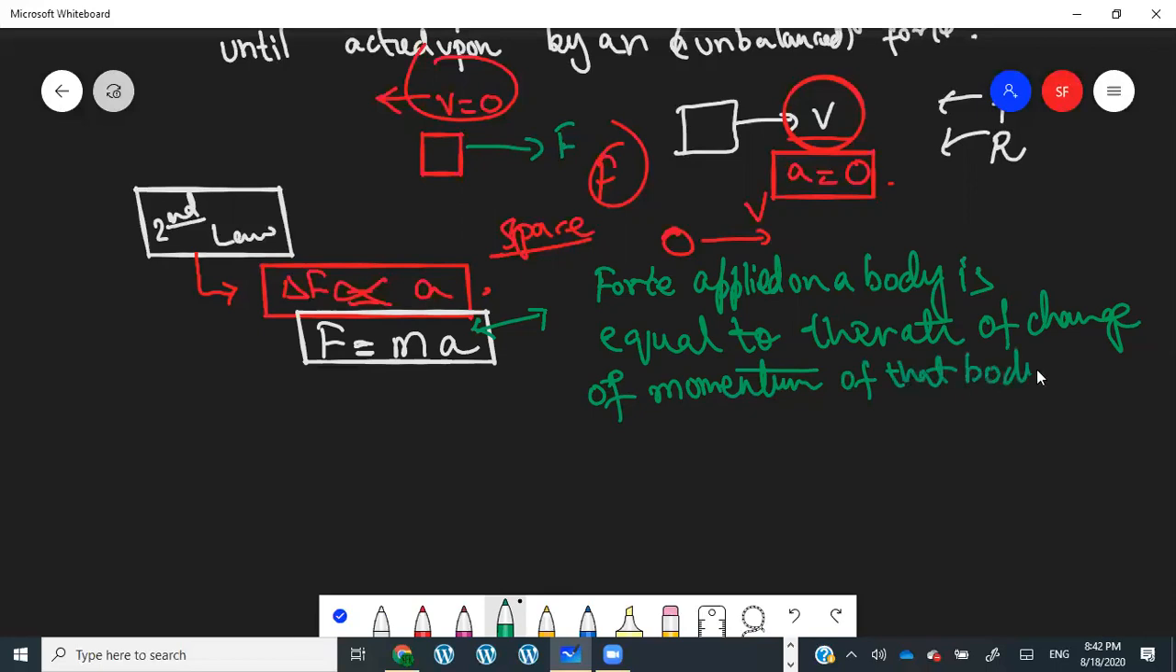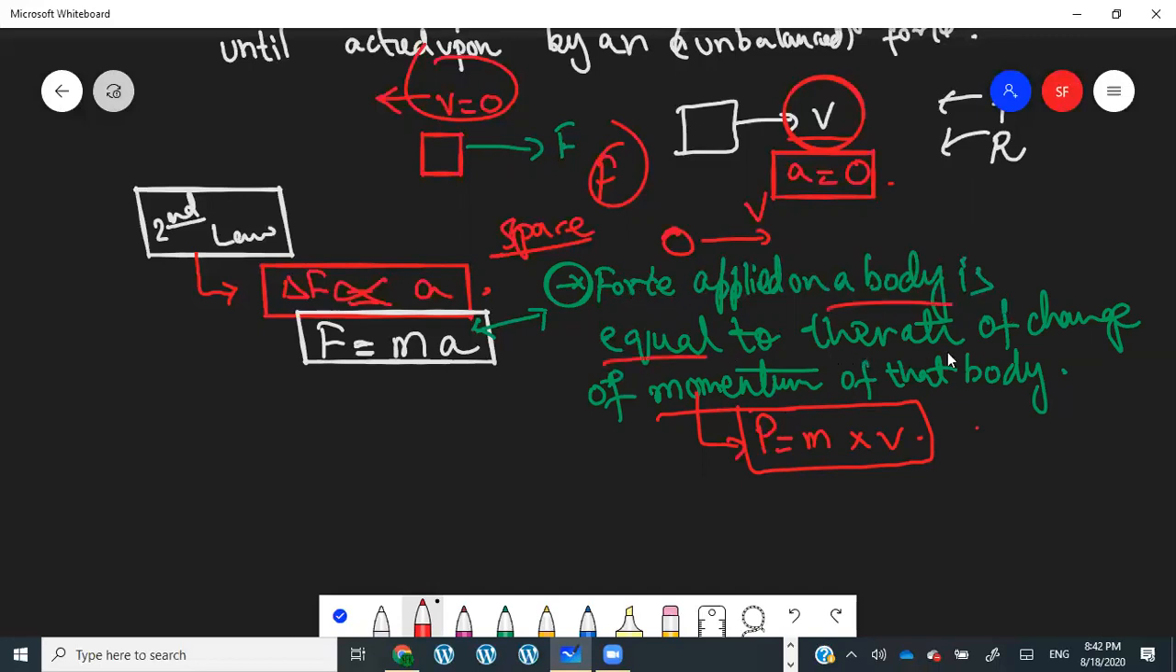And this is actually the more accurate definition of Newton's second law in terms of momentum. Basically, if you remember what momentum is, what is momentum? A product of mass and velocity of an object is called momentum. Right. So force applied on a body is actually equal to the rate of change of momentum of that body. This is Newton's second law.